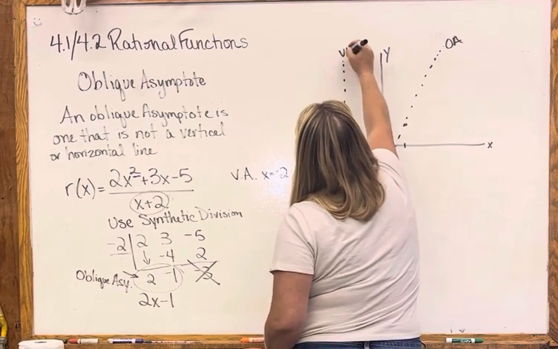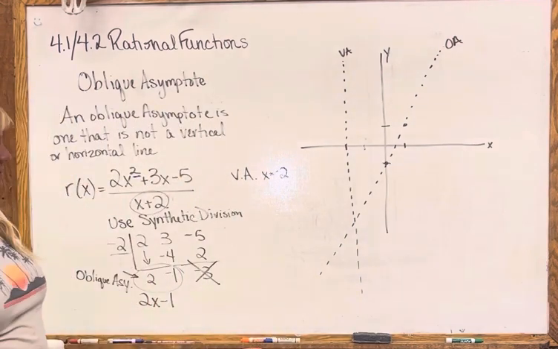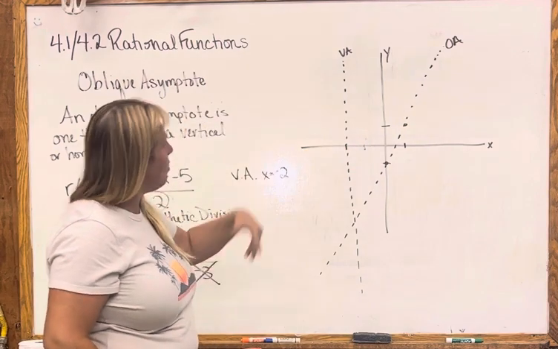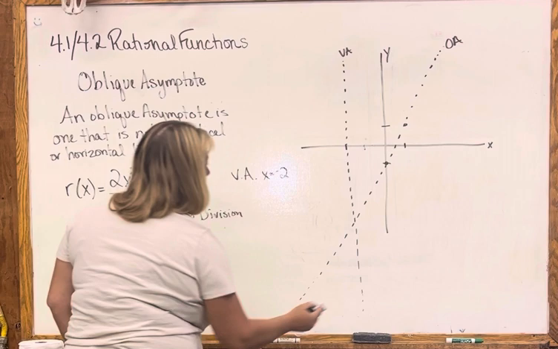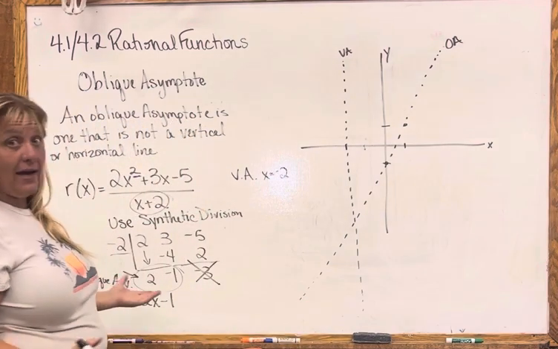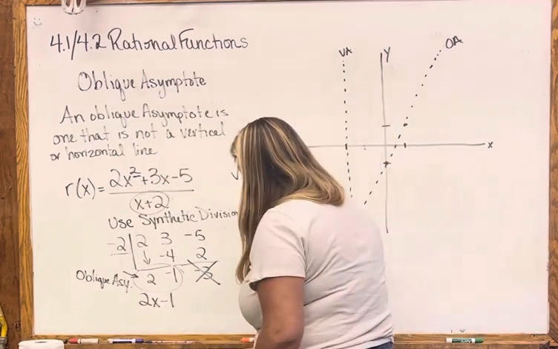So instead of our asymptotes cutting us into rectangle shapes, we've got kind of weird triangular shapes going on. Okay. All right, we need our x and y intercepts. So let's go with our y-intercept.